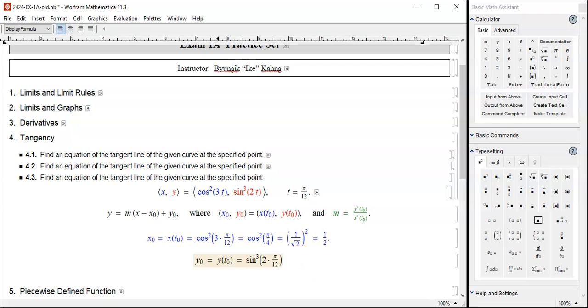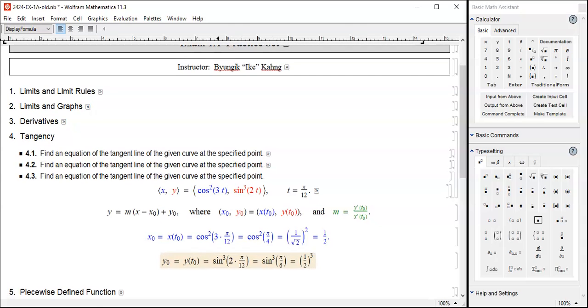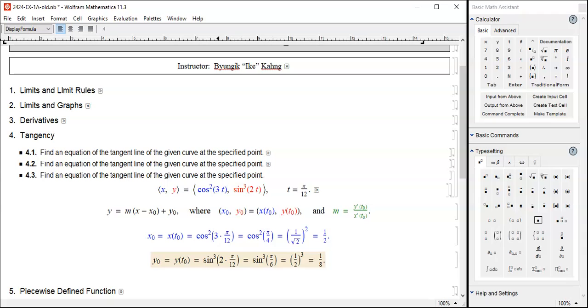Okay, just plug in pi over 12. And then what is this? Sine cubed of pi over 6. And does everybody recall what sine of pi over 6 is? There you go. Pi over 6 is 30 degrees, so sine of 30 degrees is 1/2. Take the third power, you're going to get 1/8. Okay, that's right. So we got x0, y0.